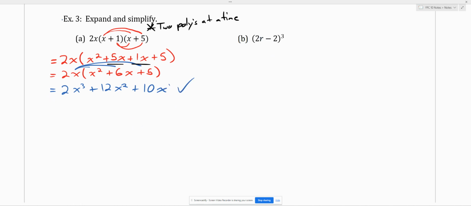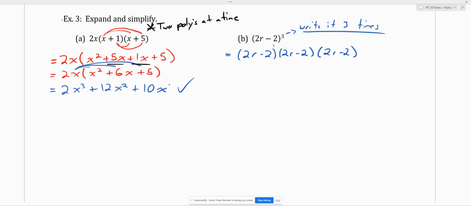All right, let's try this one out. So again, this just means write it 3 times. Do not use any laws, okay? So we're going to rewrite it as 2r minus 2, 2r minus 2, and 2r minus 2. Again, we're just going to deal with 2 things at a time. So I'm going to deal with these last 2. I'm going to write my binomial that I'm not touching so I don't forget it's there. In brackets, I'm going to collect all of these.